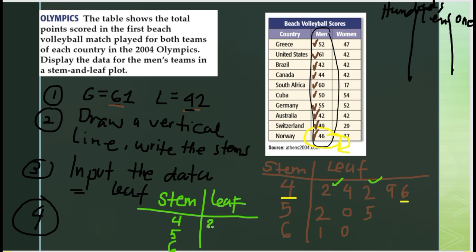So you will write 2, 2 first. And then this is 4, 6, and then 9. And then arrange again. So 0 should come first. And then 2. And then 5. Then last one is 0 and 1. So we have 0 and 1. So this is our stem and leaf plot drawing. This is our final answer.